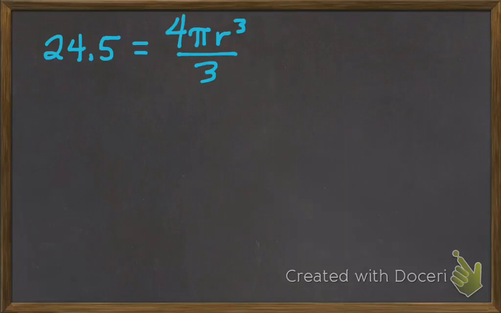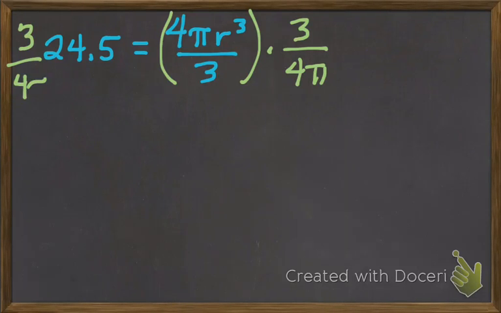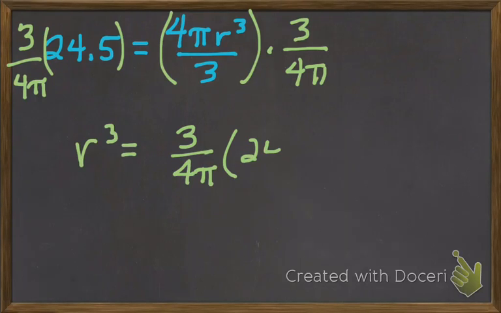And then if you multiply both sides by the reciprocal, and again, trying to help you be a better math student in terms of showing your work and finding your answer, you don't need to pick your calculator up after every step. That's another thing I want to show you here. I'm going to multiply both sides by 3 over 4 pi. So 3 over 4 pi times both sides. Well, when I do that, I have r cubed isolated. So now I know that r cubed is equal to 3 over 4 pi times 24.5.